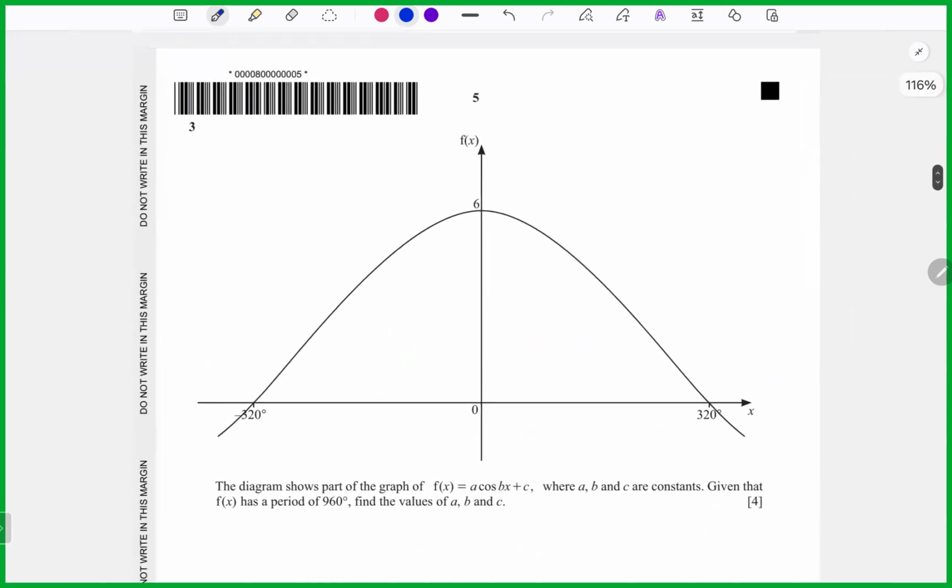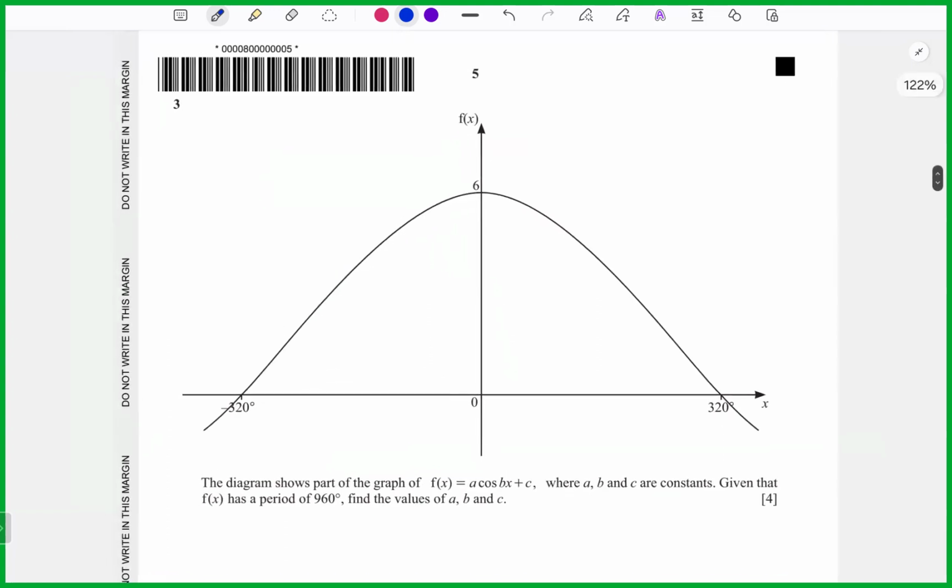Okay, now we see question 3. The diagram shows part of the graph f(x) equals a cos bx plus c, where a, b, and c are constants. Given that f(x) has a period of 960 degrees, find the values of a, b, and c. When you see this part, you need to understand how to find it.